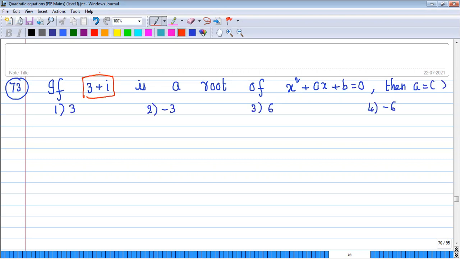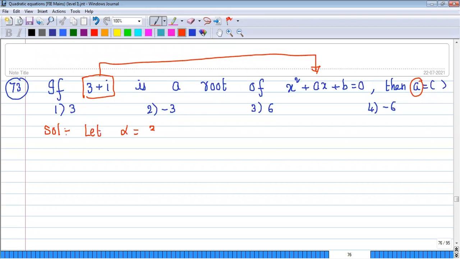3 plus i is a root of this equation. Then we need to find out a. So if 3 plus i is one of the roots of the given quadratic equation, obviously the second root will be 3 minus i. So that means here roots are, let alpha is equal to 3 plus i. That implies beta becomes the second root 3 minus i. It's called conjugate.